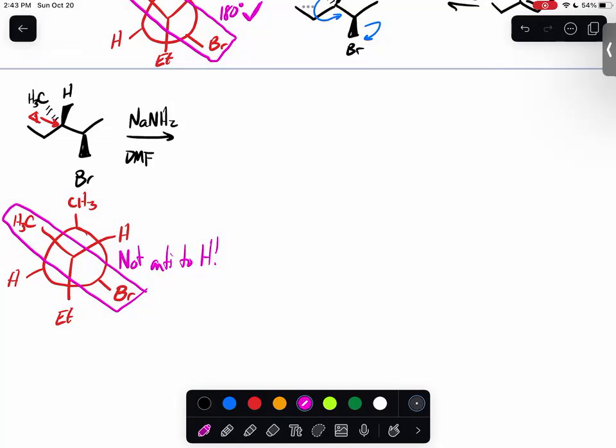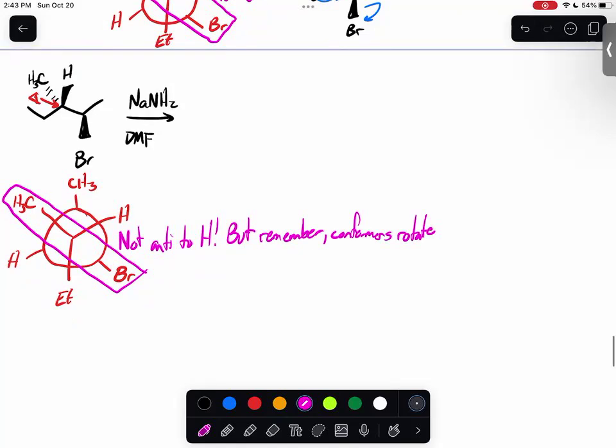But as a reminder, think back to the old lectures. Conformers can rotate, right? But remember, conformers rotate. And that's important because what we can do is actually do a rotation on this conformer. And what we'll do is we'll take our front carbon and we'll move the hydrogen 120 degrees over to here. CH3 will go that way, and then the ethyl will go that way.